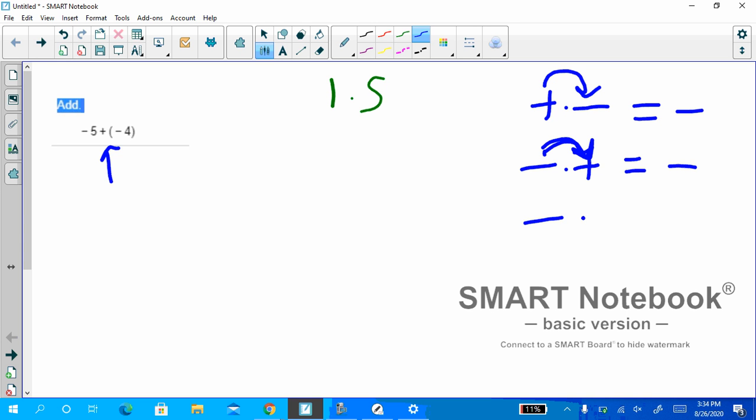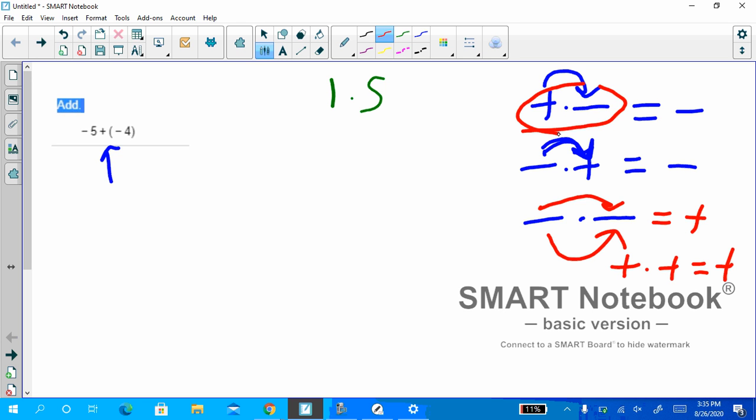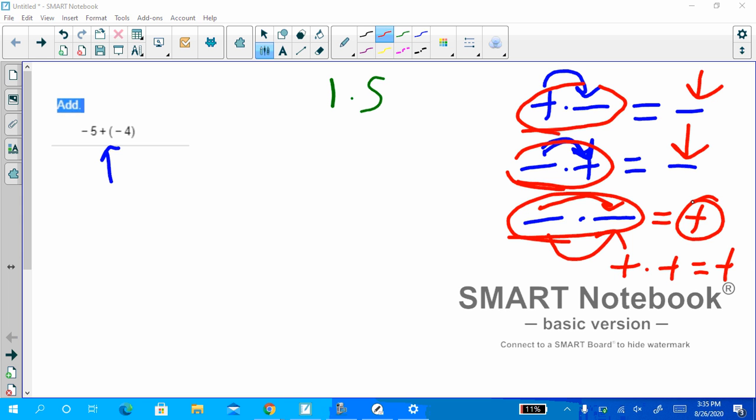If we have two negatives, this is the opposite of a negative. The opposite of negative is positive. And two positives make a positive. So opposite signs that are touching make a negative. If we have the same signs, a double negative is positive, or two positives is positive.